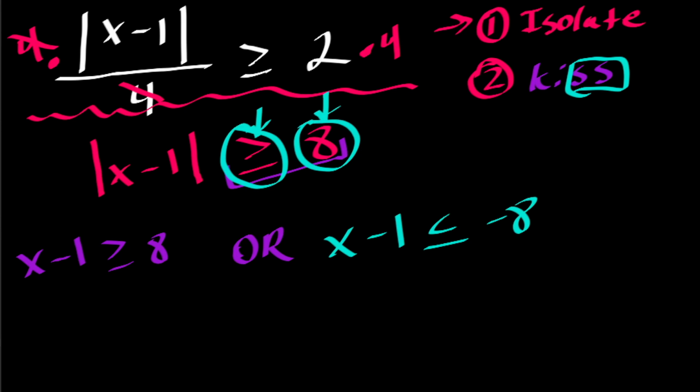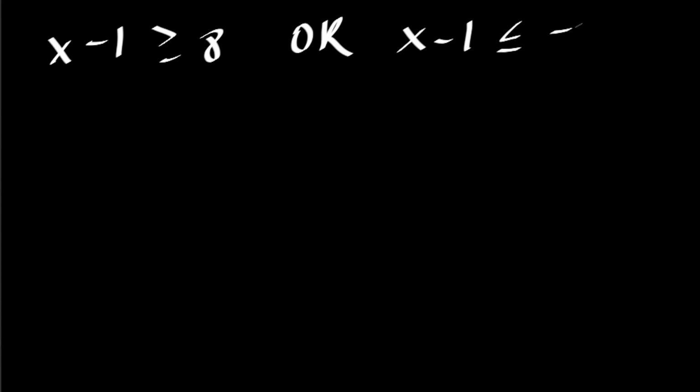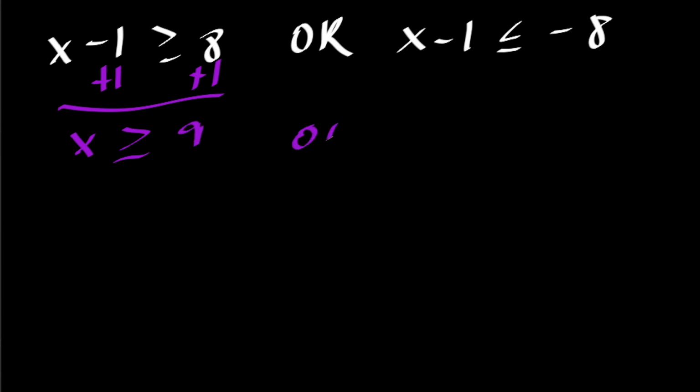All right, so now let's solve each. So x, what do we say? x minus 1 greater than or equal to 8, or x minus 1 less than or equal to -8. So now let's solve each of these. For the first case, we're going to add 1, x is greater than or equal to 9. Or add 1, x is less than or equal to -7.